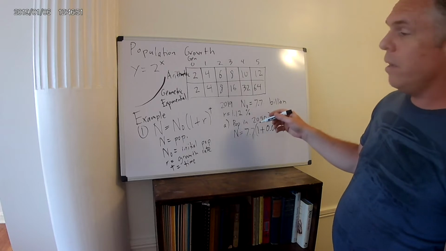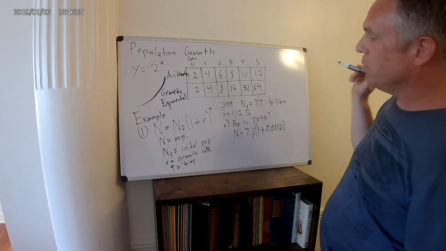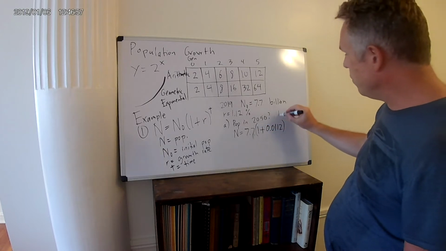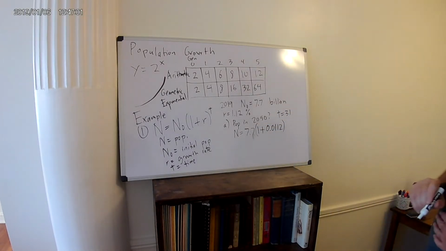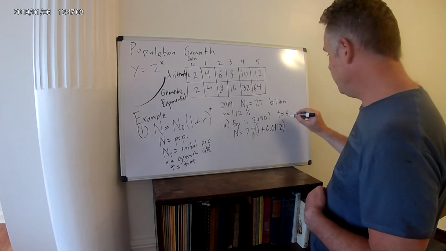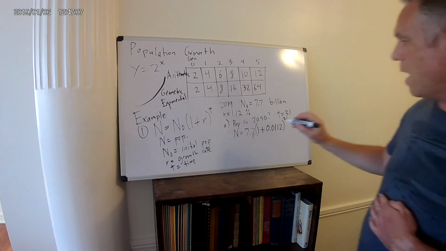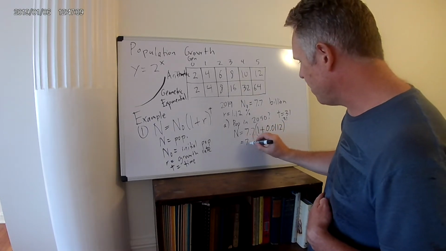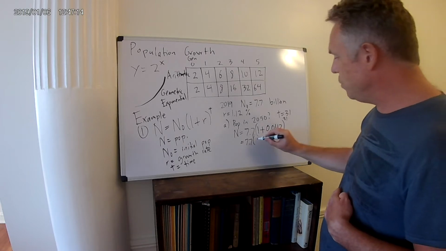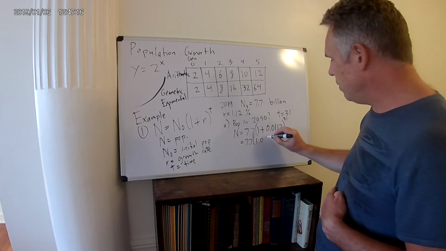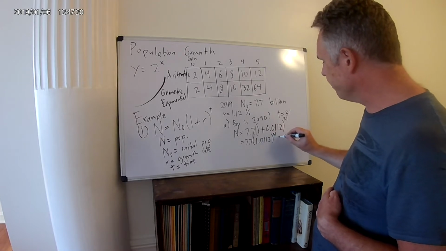Well, what is t here? T is how far in the future is 2050 from 2019? Well, that's 31 years. So t is 31 years in the future from 2019, and that means we plug in 31 for t. Now we can simplify this. This equals 7.7. We're going to add 1 plus 0.0112. We get 1.0112 raised to the 31 power.